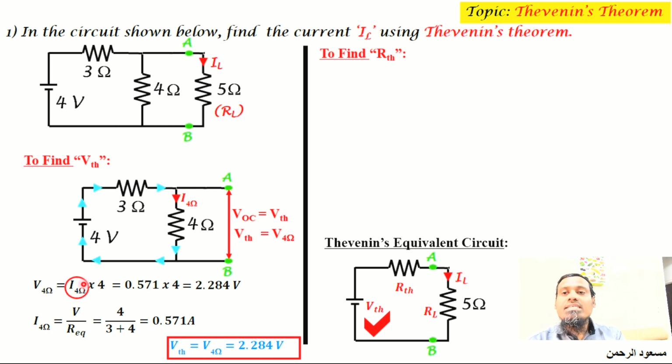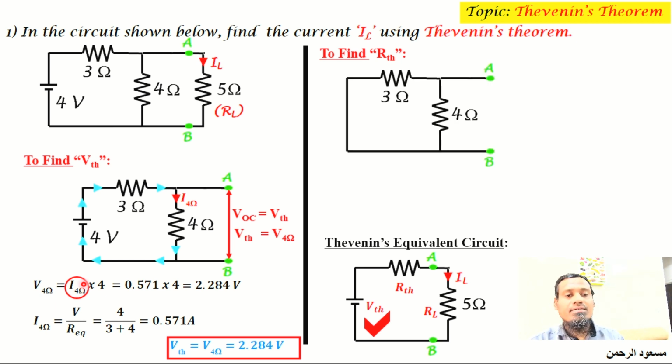So to find RTH, as we discussed before, we need to redraw the circuit by turning off all the sources as done here. In the given circuit there was only one battery, so we have short circuited that, and now we have to look from the back side. So that is why it is also called look back resistance.